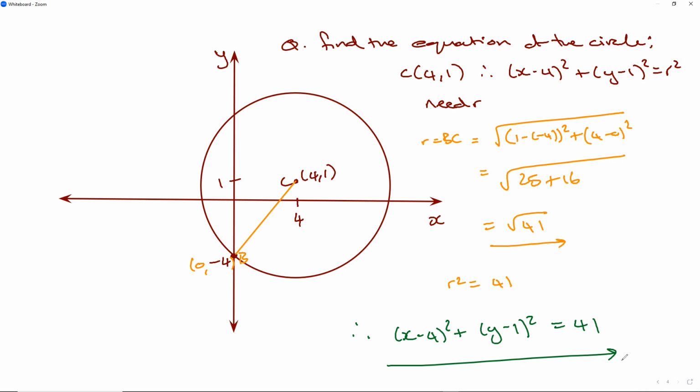All right, here we're finding the equation of the circle if we're given the graph.